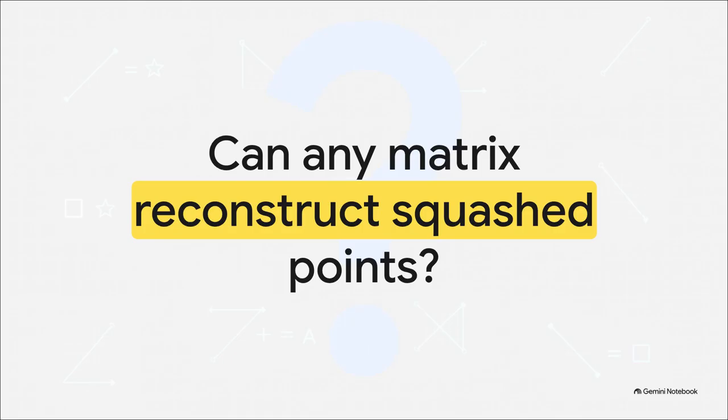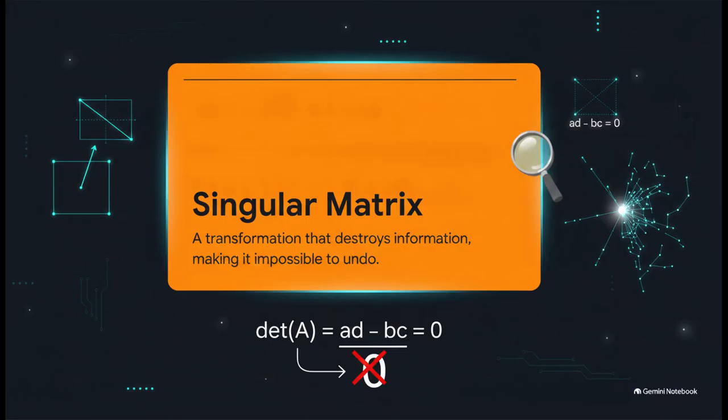If two completely different starting points both get flattened and end up landing on the exact same spot on that line, could any matrix possibly look at that one squashed point and tell you which of the two original locations it came from? It can't. Once two different points collapse onto the same location, that spatial information is genuinely destroyed. You can't reconstruct it. Mathematicians call this a singular matrix, meaning it's non-invertible.